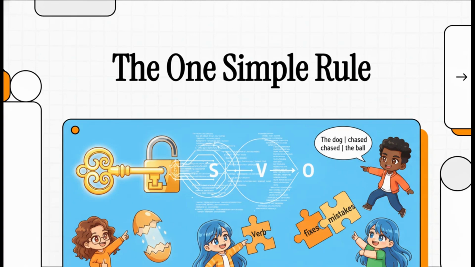All right, let's talk about building English sentences. We're going to crack the code today with just one simple rule. And I mean it. This isn't just another boring grammar lesson. This is like getting a key that can fix dozens of common mistakes and totally change the way you speak.